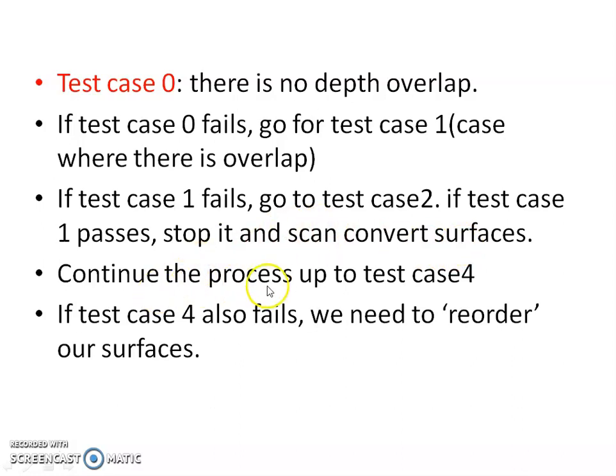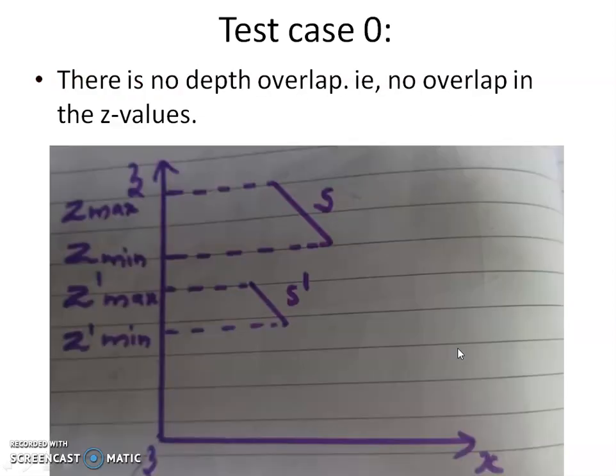And continue the process up to test case 4. That is, if test case 2 fails, go to test case 3. And also if test case 3 fails, go for test case 4. If test case 4 also fails, we need to reorder our surfaces. See, here test case 0. That is, there is no overlap in the Z direction. This is X direction, this is the Y axis, and this one is the Z axis. Here two surfaces are here, S dash and S.